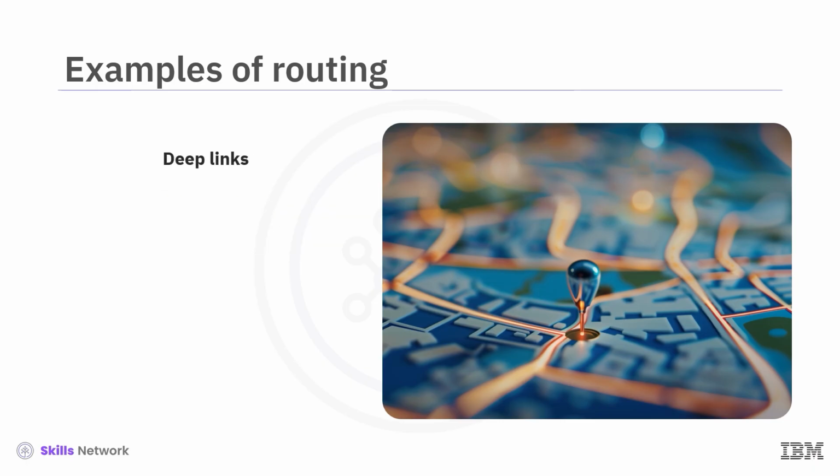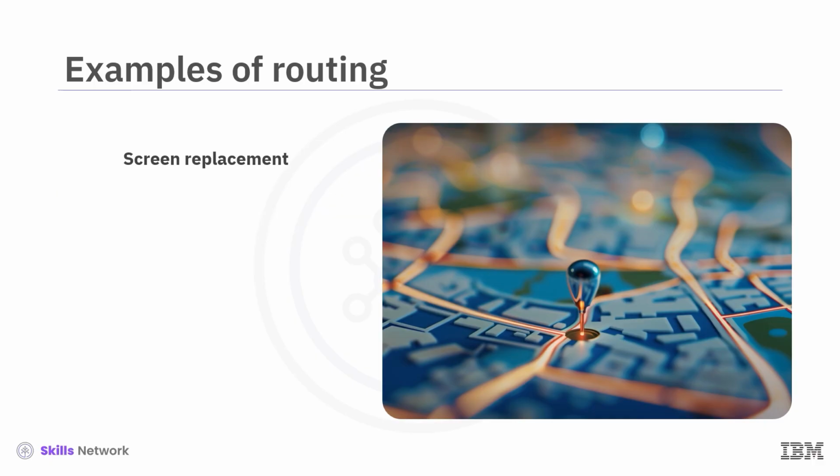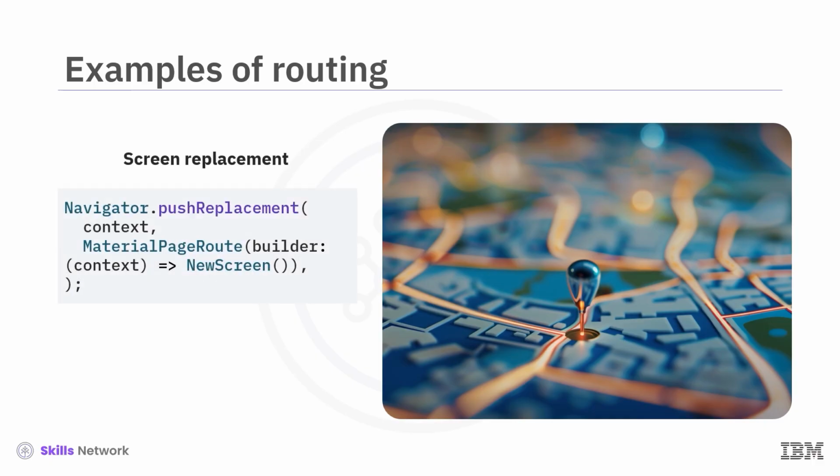Routing facilitates deep linking, directing users to specific screens within your app. You could also use routing to remove the current screen and navigate back to a previous screen. This method eliminates a route and references the context to access the navigation stack. Another scenario arises when you need to replace a screen with a new one. This method removes a route and replaces it with a new screen.